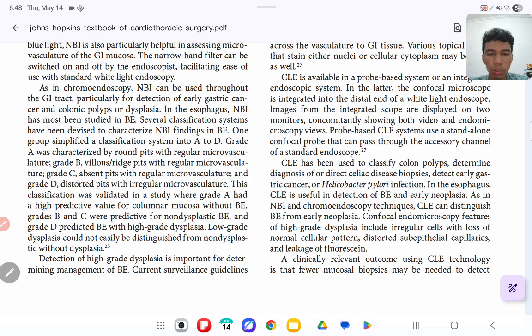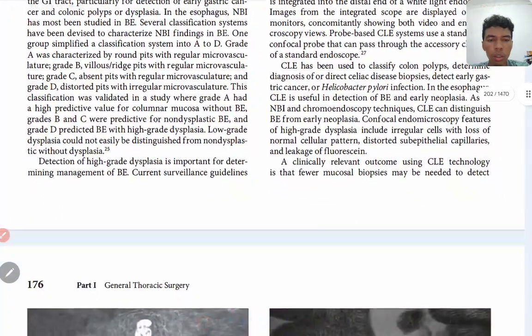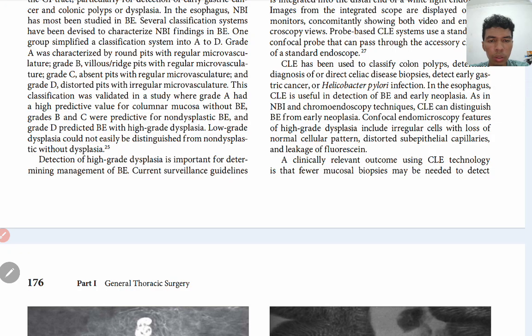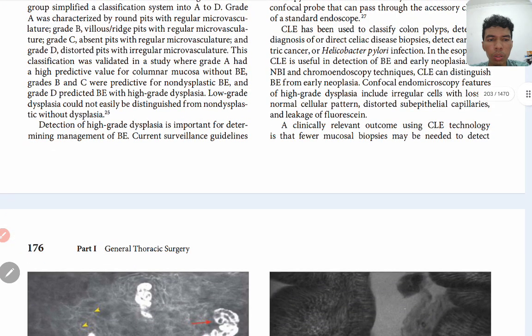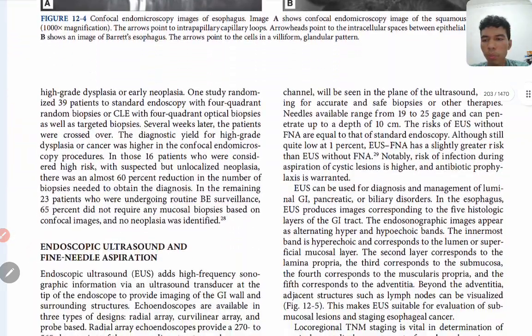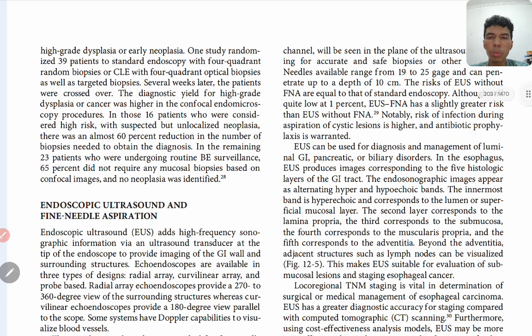Confocal endomicroscopic features of high-grade dysplasia include irregular cells with loss of normal cellular pattern, distorted subepithelial capillaries, and leakage of fluorescence. Clinically relevant outcomes using CLE technology is that fewer mucosal biopsies may be needed to detect the high-grade dysplasia or early neoplasia. One study randomized 39 patients to standard endoscopy with 4-quadrant randomized biopsy or CLE with 4-quadrant optical biopsies as well as targeted biopsies.